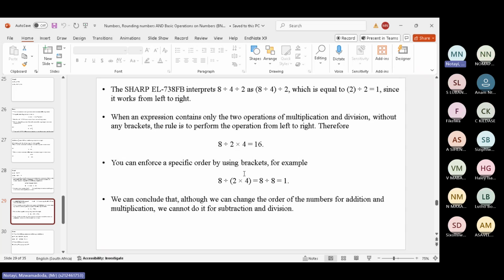So you can enforce a specific order by using brackets. For example, 8 divided by (2 multiplied by 4). So that means now we're going to start at the bracket. We start with the multiplication instead of moving from left to right, because we have to deal with the brackets first. So we'll have 8 divided by 8, which is equal to 1. So we can conclude that although we can change the order of numbers for addition and multiplication, we cannot do the same for subtraction and division.